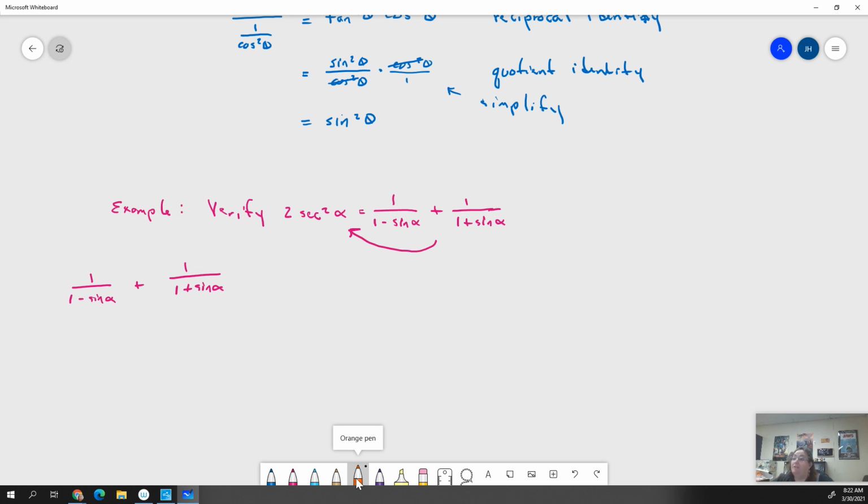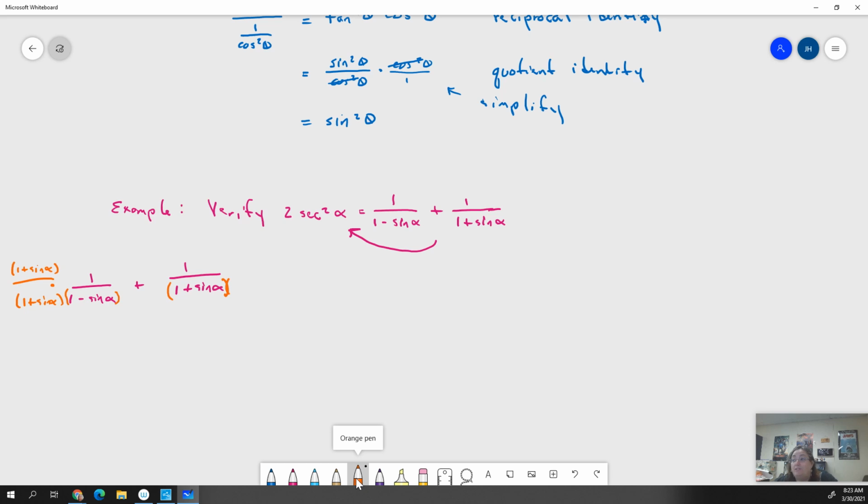A common denominator. Here I have 1 minus sine of alpha, and here I have 1 plus sine of alpha. So what's going to need to happen is this side needs a 1 plus sine of alpha, and this side needs a 1 minus sine of alpha. So I am going to multiply this side times 1 plus sine of alpha over 1 plus sine of alpha, right? I have to do it to the numerator and the denominator.